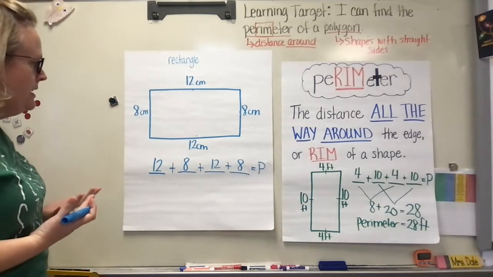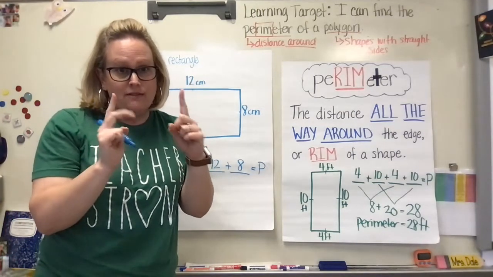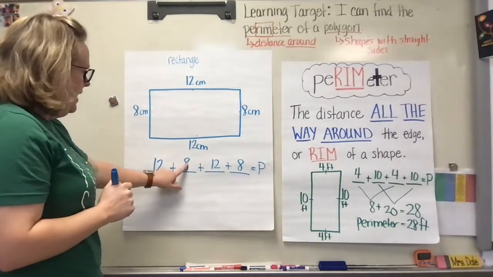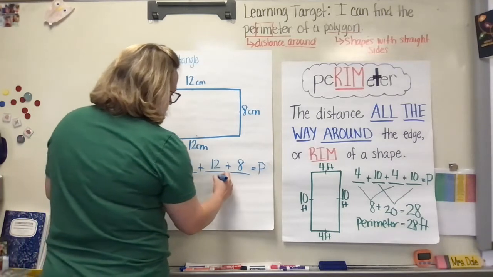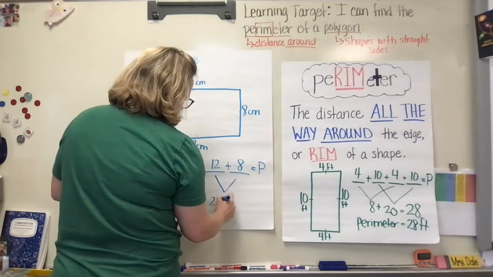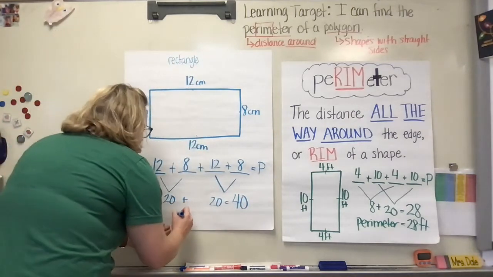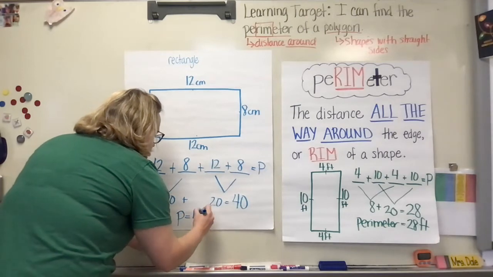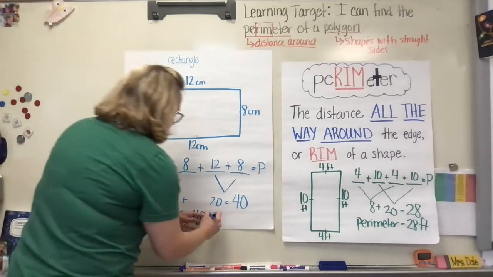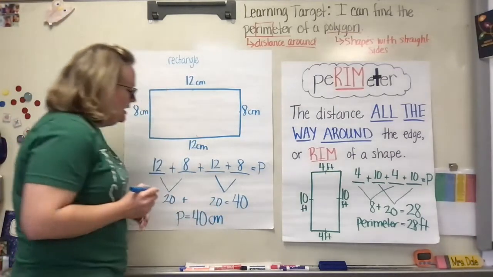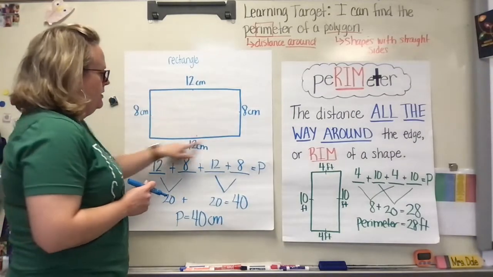And now we need to get all of those sides together. Well, I see some really friendly numbers. I see 8s and 2s, which are best 10 friends. They make 10s. 12 and 8 is 20. And here's another 12 and 8 combination of 20. So 20 plus 20 is 40. So my perimeter is 40, and what are the units? Centimeters, cm. 40 centimeters is the perimeter, the distance all the way around the polygon.